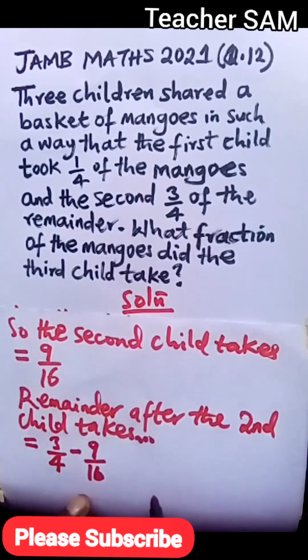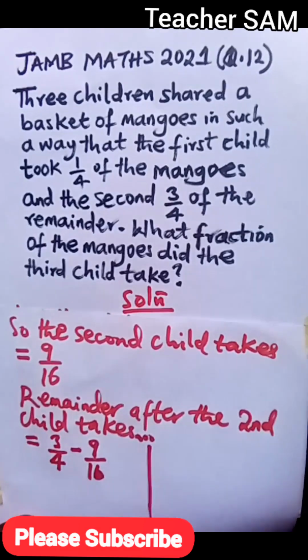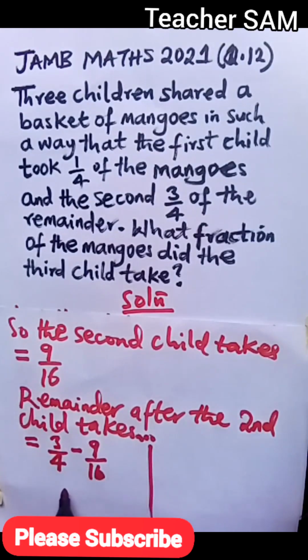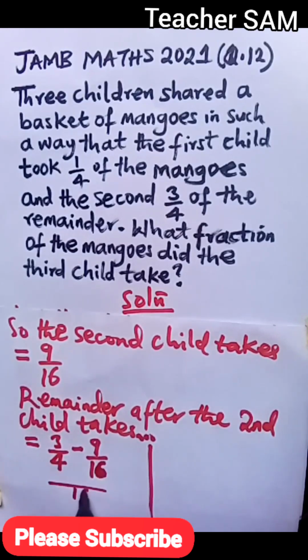So let's divide this into 2 so that we have enough space. Now this is a fraction, so let's solve this. The denominator is 16 and the other is 4. 4 goes into 16 four times. 4 times 3 is 12, minus. 16 divided by 16 is 1, 1 times 9 is 9. So 12 minus 9 is 3. So 3 over 16. Now you see that the remainder after the second child has taken is 3 over 16.